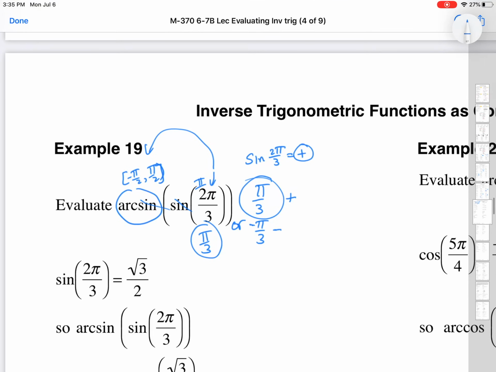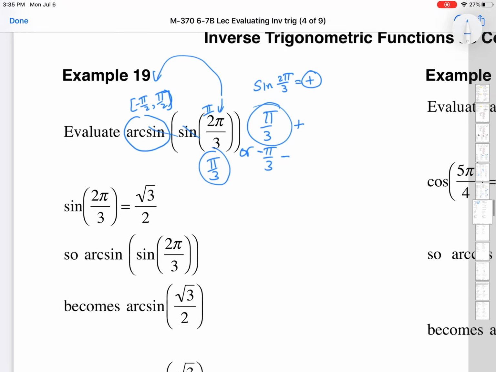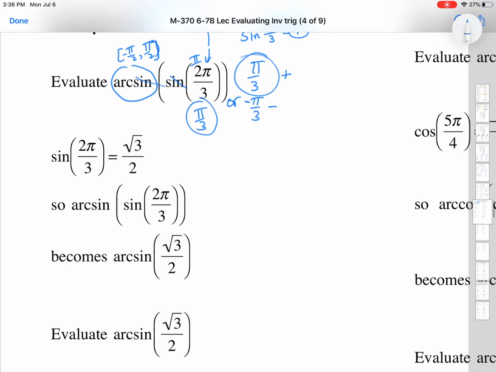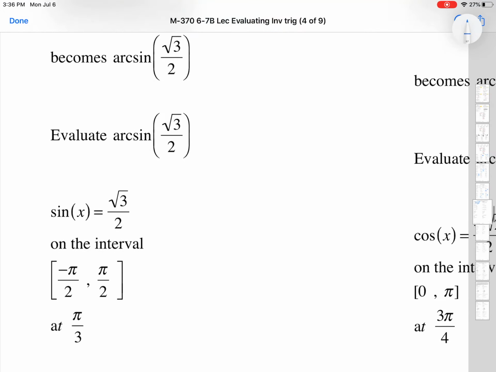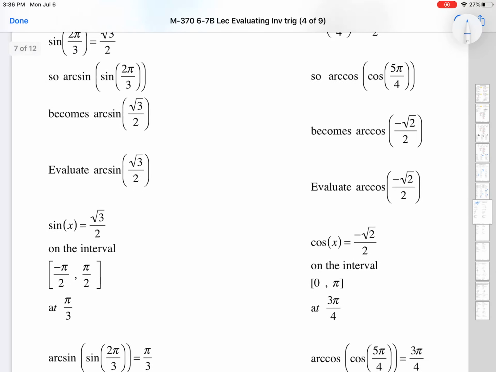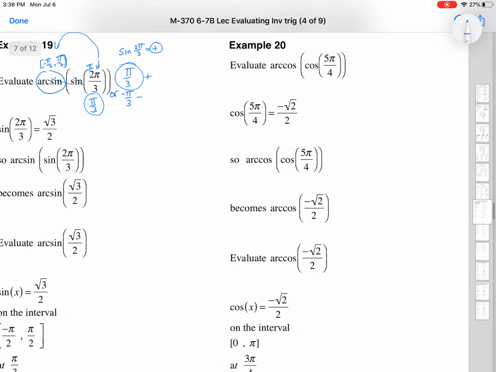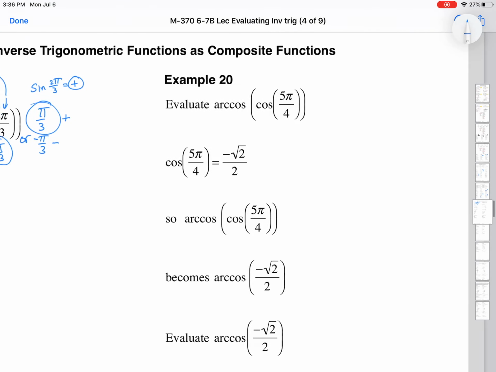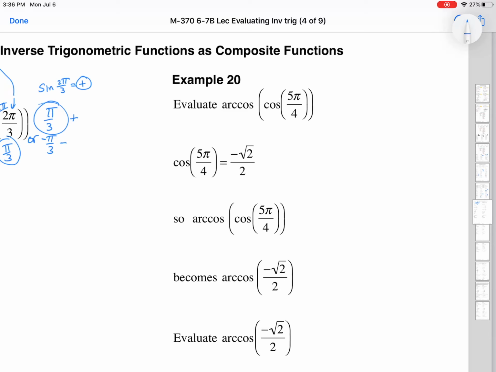Now what's he going to do? He's going to painstakingly walk you through this, which is fine. You can figure out the sine of 2 pi over 3. It's root 3 over 2. Then you can take the arcsine of it, and it's going to give you the pi over 3. That absolutely is a way to do it, but we can be better than that. So let me show you his way first, and then we'll show you a more productive way.